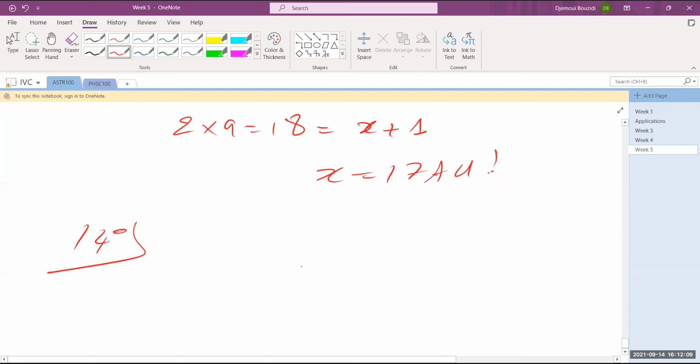The last one: calculate the speed. And they tell you to calculate it in kilometers per second. So it's not in any other units. It has to be kilometers per second.